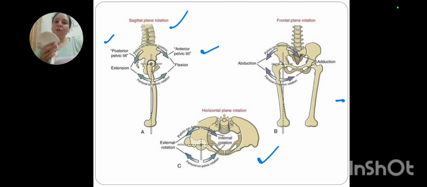Whereas for the left foot, it is going into backward rotation, and it is bringing about lateral rotation or external rotation of the femur. So you can see there are two motions happening, one at the pelvis and another at the femur, in different planes.